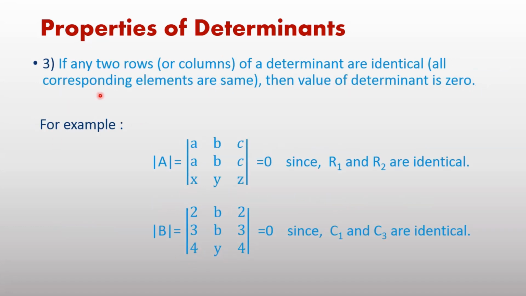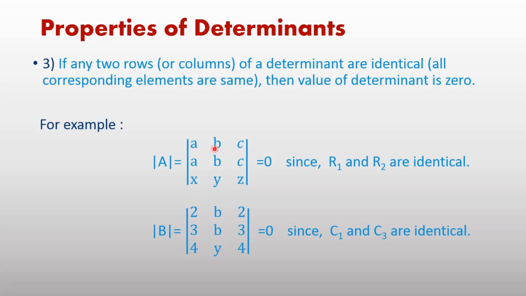Now the third property: if any two rows of a determinant are identical, then the value of the determinant is 0. For example, A, B, C is written, and the second row is again A, B, C, then its value is 0. Again you can write R1 and R2 are identical. Or a second determinant is written as 2, 3, 4, 2, 3, 4. C1 and C3 are identical, therefore its value is 0.